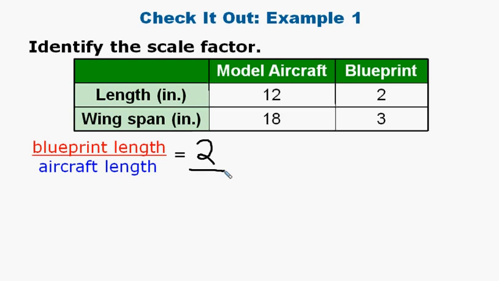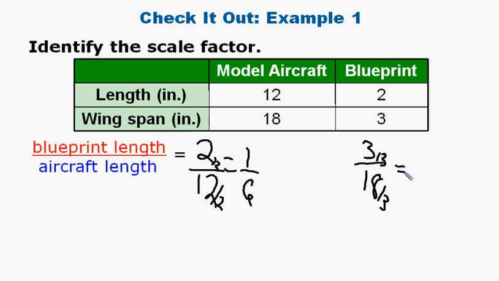And we also take the model aircraft length, which is 12. Now, I want you to see what happens if I was to actually use the width, the wingspan instead. I would do 3 over 18. So 2/12, well, both these have 2 in them, so if I simplify both down by 2, I get 1/6. For the width, both of them have 3, so if I take 3 out of this, I also get 1/6. So we see the same ratio occurring.